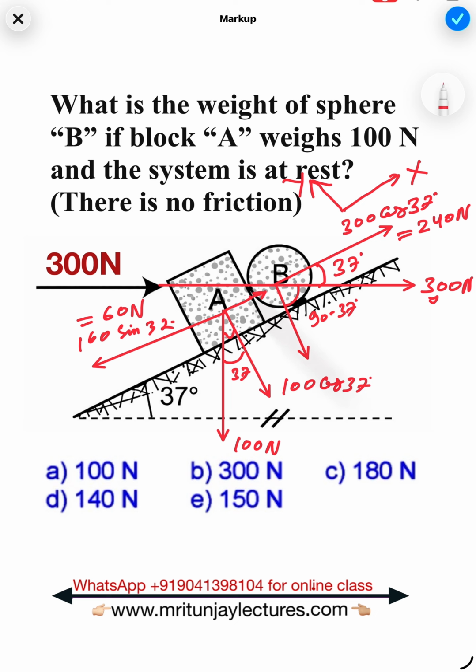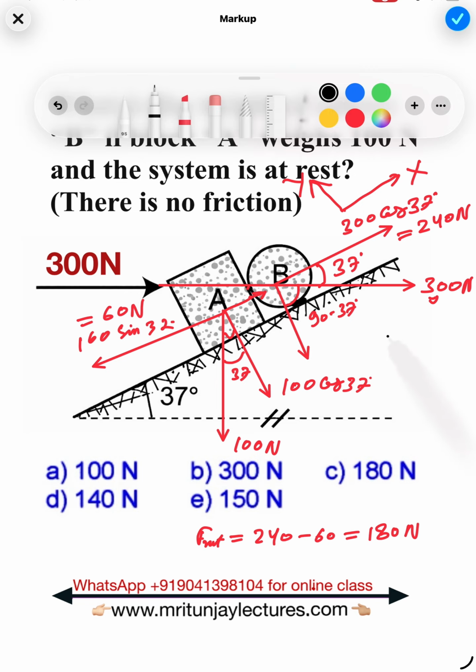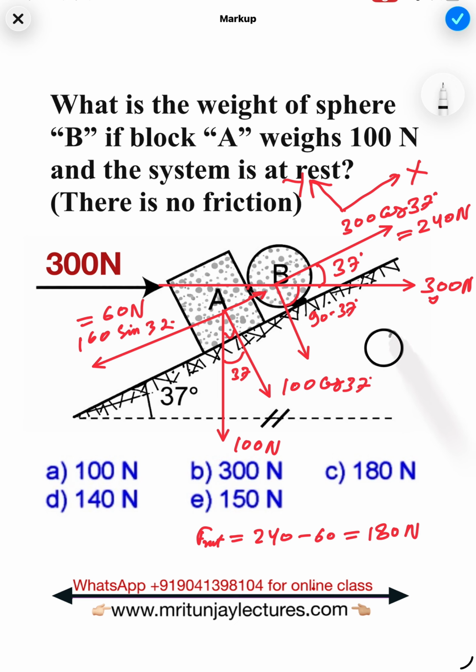So now the net force along this, you can say the net force by A on B is how much? Simply 240 minus 60, that is 180 Newton. Clear or not? So net force on B block. If you focus on B block, look here, that is B block. A on B is how much? This one is basically 180 Newton. Clear or not? So net force A on B.